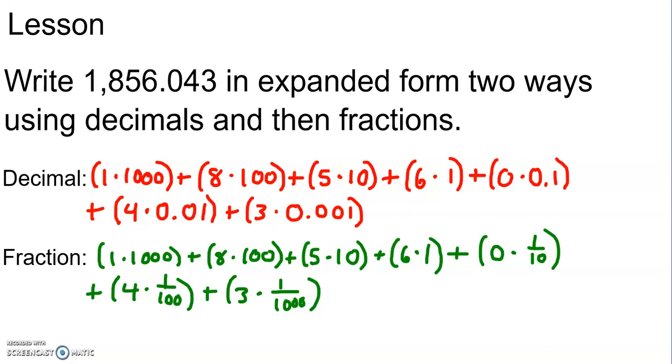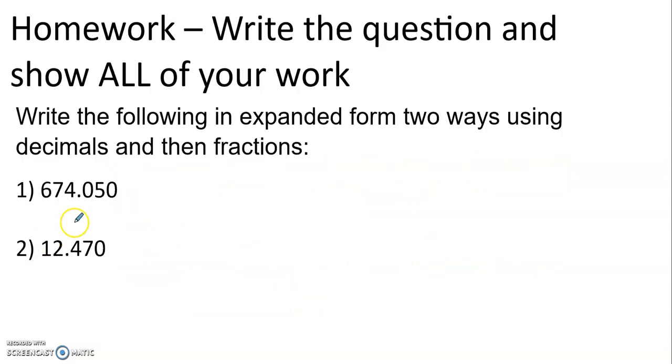I want you to pause this video now and write down everything that's on this slide. Now that we have this down, I want you to try some examples on your own. So I want you to write 674 and 50 thousandths and 12 and 470 thousandths in expanded form in both ways, the decimals and the fractions, just like we did here. I want you to do that for each one here. Don't forget to write down all the instructions and label your section homework. And you can also review this video as many times as you need to. And don't forget to write down your questions.